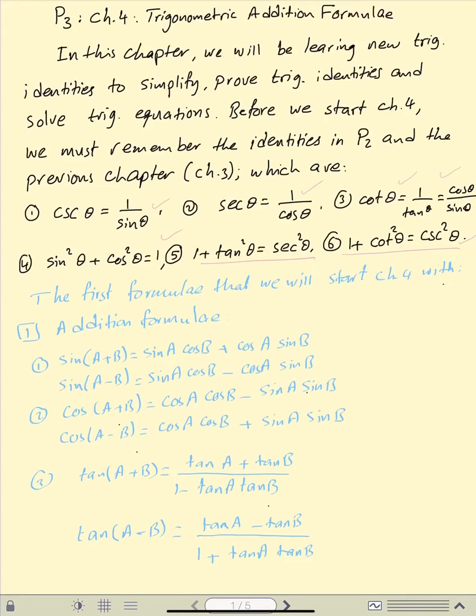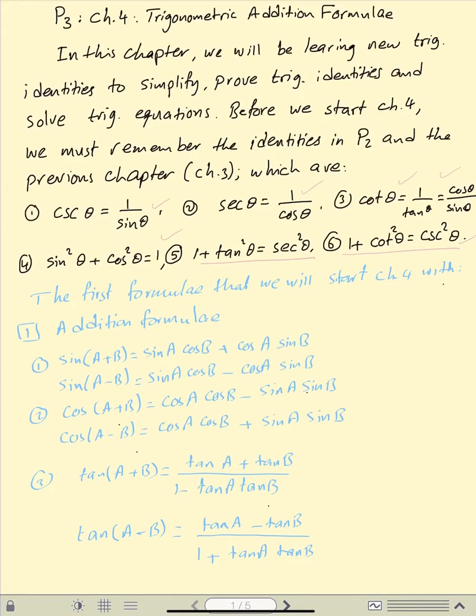We used some identities from P2, from pure 2, and we had learned in chapter 3 new ones. So I wrote to you here all of them to remind you again. There are 6 basic ones: cosecant theta equals 1 over sine theta, secant 1 over cosine, and the old one, sine squared theta plus cosine squared theta equals 1.